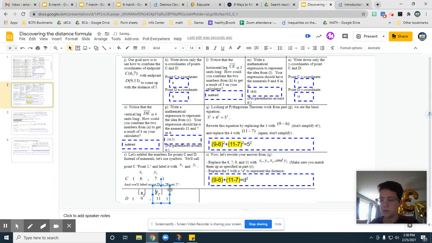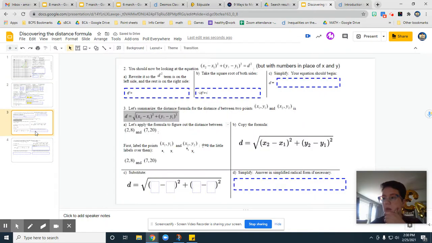Okay, so we've labeled those x2, y2. Beautiful. Moving on. We should now be looking at the equation (x2 minus x1) squared plus (y2 minus y1) squared equals d squared, but with numbers in place of x and y. So we're going to, now hold on a second. Let's rewind. Do you guys see how that looks a lot like the Pythagorean theorem? We could call this A and this B and this C. Okay, so that's all we're doing. We're just taking the Pythagorean theorem and putting it on a graph.